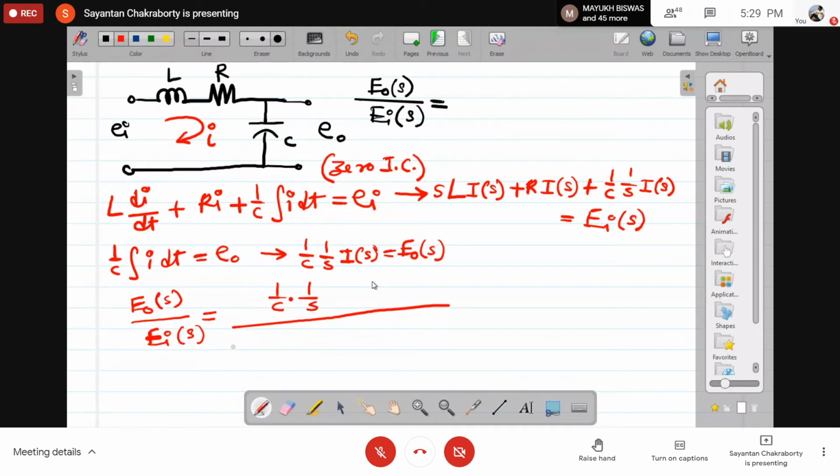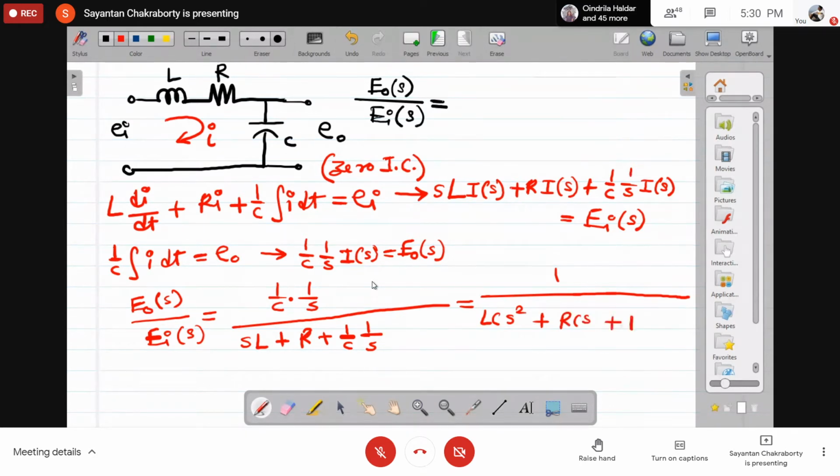Okay, so it will be like SL plus R plus 1 by C, 1 by S. Some of you may leave the transfer function over here, but this is not the correct way of representing it. So what you have to do, you have to multiply both sides by LC. So what you will get: LC S square plus RCS plus 1. You may leave it here, but still this is not the final expression for the transfer function.